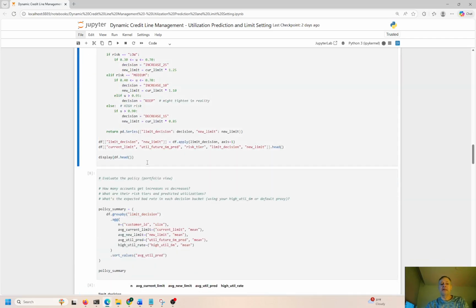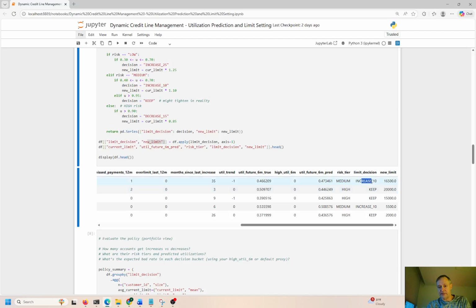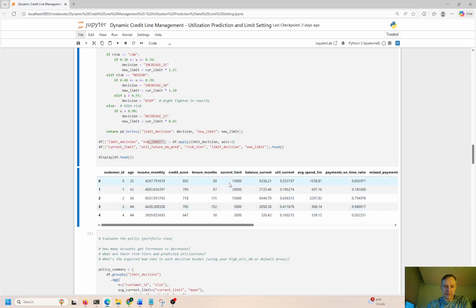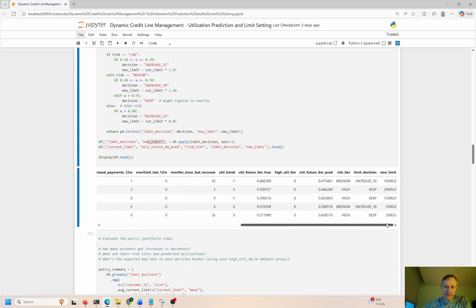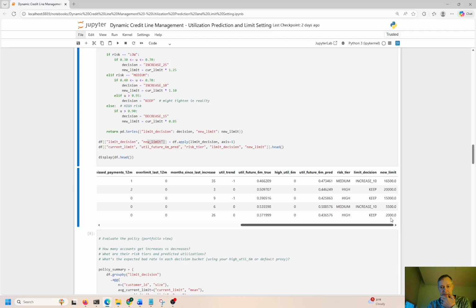Control Enter to run it, and we will see the limit decision and new limit. Okay, so if we go over here, limit decision increased by 10%. New limit 16.5K. What was the original? Credit limit originally was 15K, so increased 10% to 16.5K. Keep the same: these two were originally 20K and 15K, so the same limit.